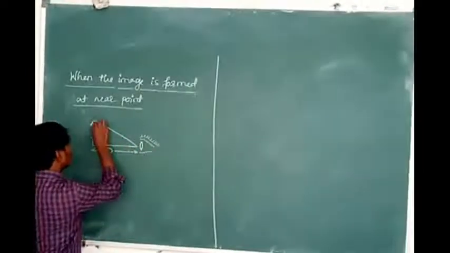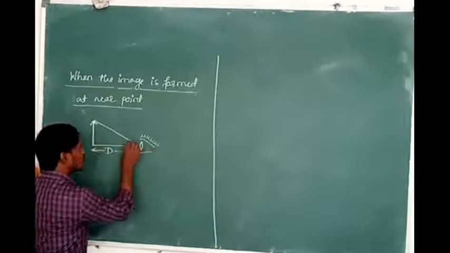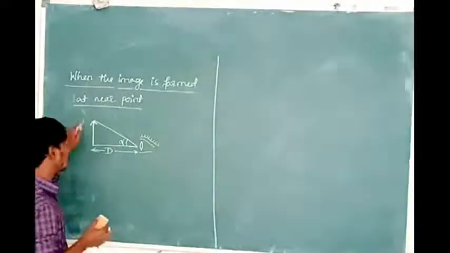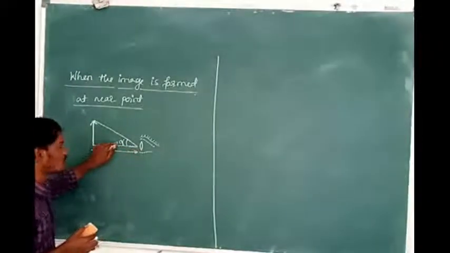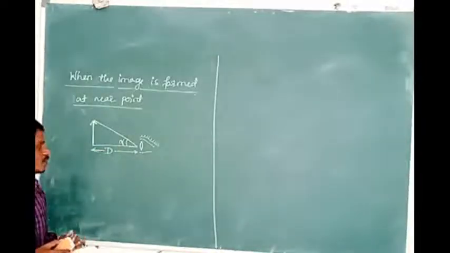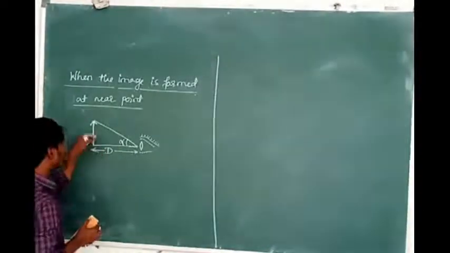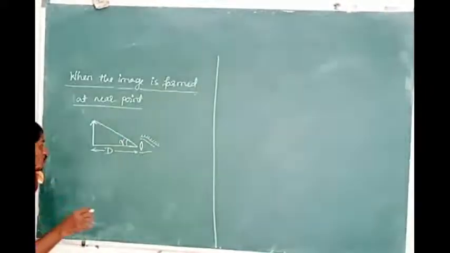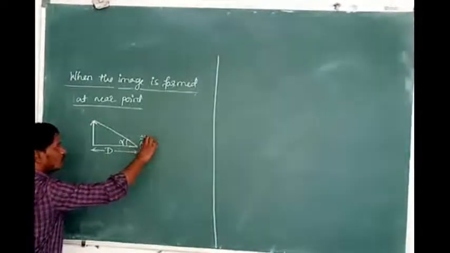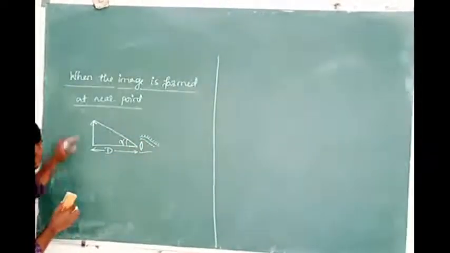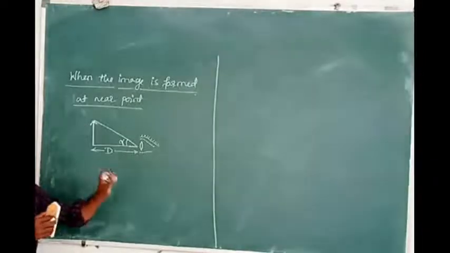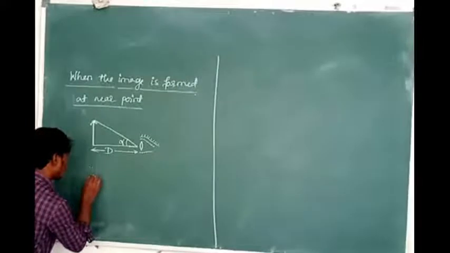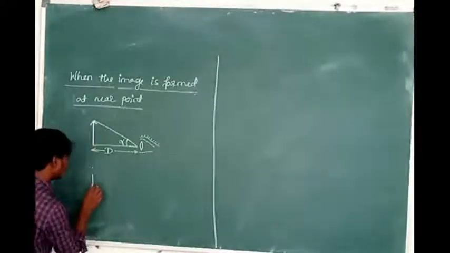Then what is the angle subtended by the object with respect to the eye? That is alpha, as I already said. The angle made by the object at the eye is denoted by alpha. Now I will place the lens in between the object and the eye. Object should be in between the principal focus and the optical center of the lens. See, this is the object now.